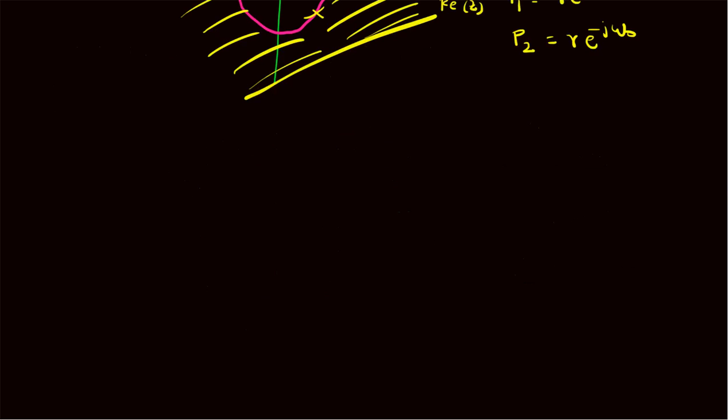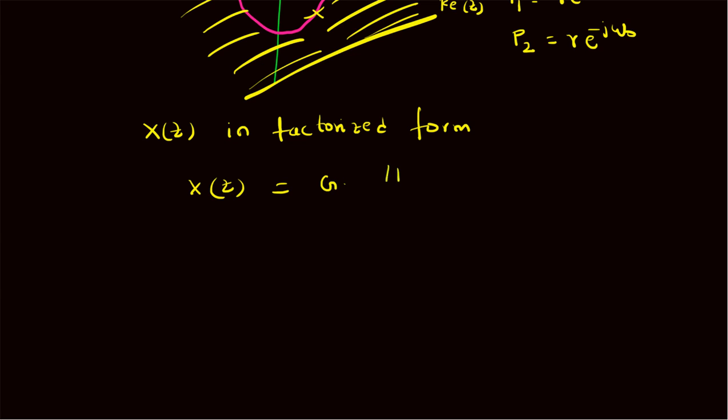Now recall the definition of the Z transform X of z in factorized form, that is, we are representing a rational Z transform in factorized form. It can be written as X of z equals G times the product k equals 1 to 2, since we have only two zeros, of z minus zk, and in the denominator the product k equals 1 to 2, again since we have two poles, of z minus pk.